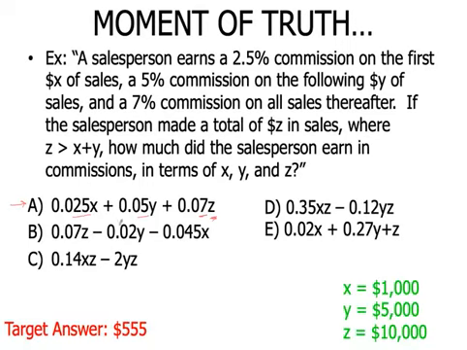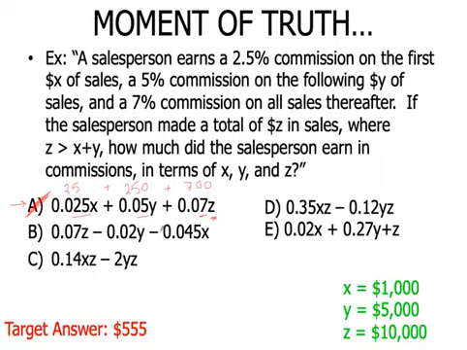Let's plug in 1,000. So 1,000 times 2.5%, we saw already, was 25. We plug in 5,000. 5% of that is 250. And then we plug in 10,000, we get 700. This 700 plus 250 plus 25 does not equal our target answer, and so it's not correct. The correct answer is actually B.